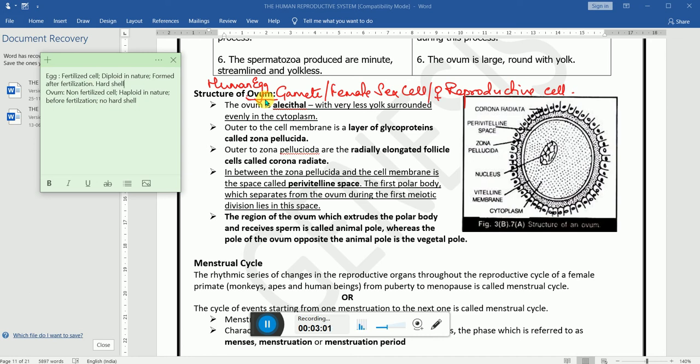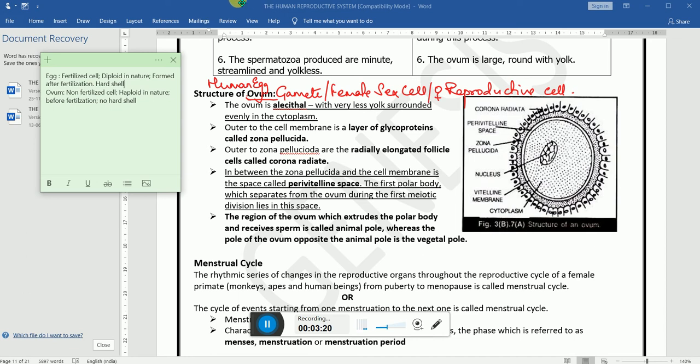Now we will come back to what we are discussing, that is the structure of an ovum. Now just hold on for a second. Okay, I was just looking for my pen.